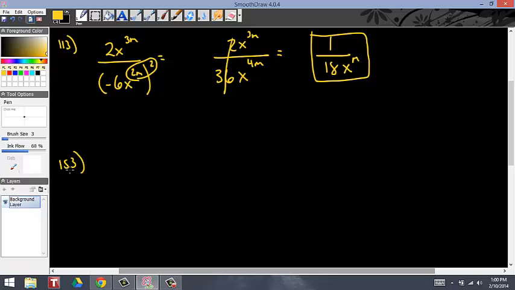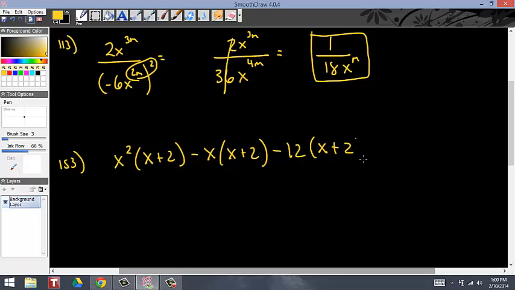153. This is really testing your ability to factor. Because most people are going to look at this and be like, oh my god, what's happening? There must be a logical reason for all this. What do they all have in common?